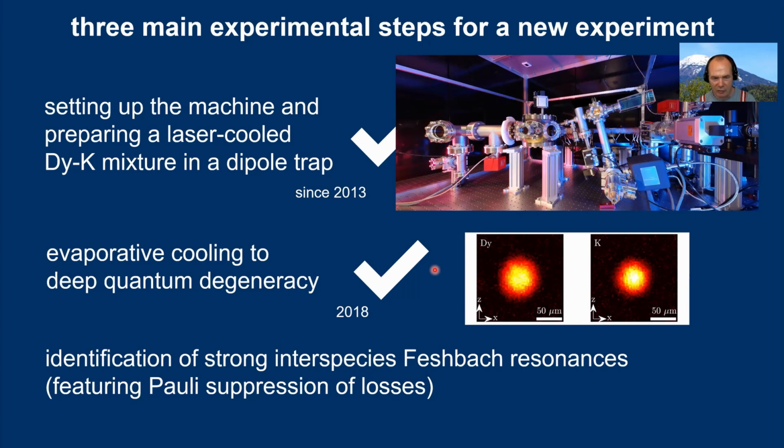And actually, it has to be a broad one because only on these kinds of resonances does the Pauli suppression work very well. But this is something we accomplished in 2019, 2020. And so we could demonstrate all the key ingredients you need. You can create a degenerate sample. Both species are degenerate. You have resonant interactions. And we also could demonstrate that the system is rather stable on a resonance.